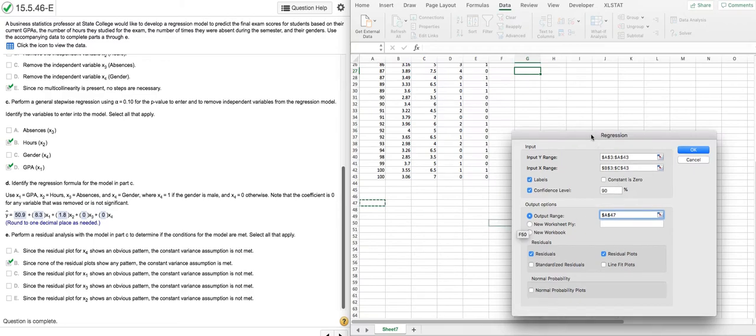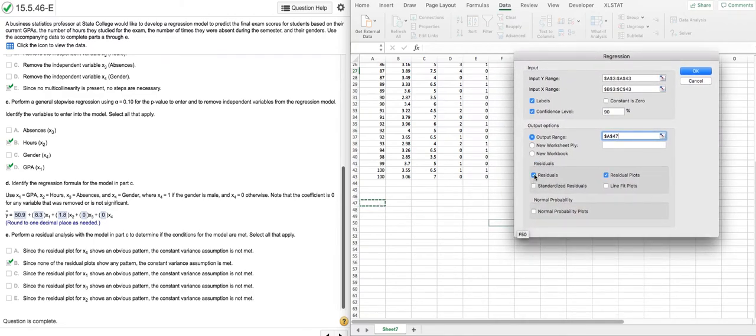And then you'll see that we have the residuals box checked and the residual plots checked as well. The normal probability plot is not great in the data analysis toolpack, just because it's plotting a dependent variable as opposed to the independent variables, so not as useful. But let's click OK here.